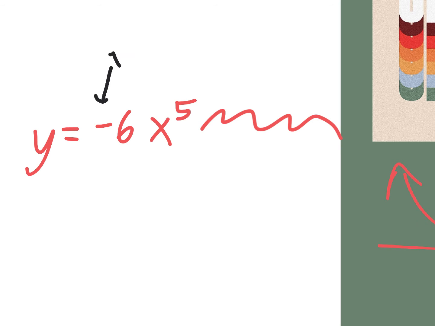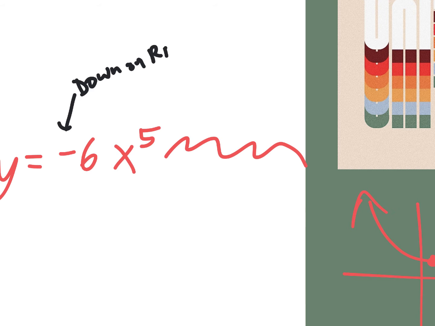That tells me it's down on the right. If the lead term is negative, that means that it's got an unhappy ending. It's pretty rare for movies to have a sad ending, but every now and then there's a movie that's got an ending that's sad. If there's a negative in front, it's like it's got a sad ending. It's going to be going down on the graph on the right side of it.